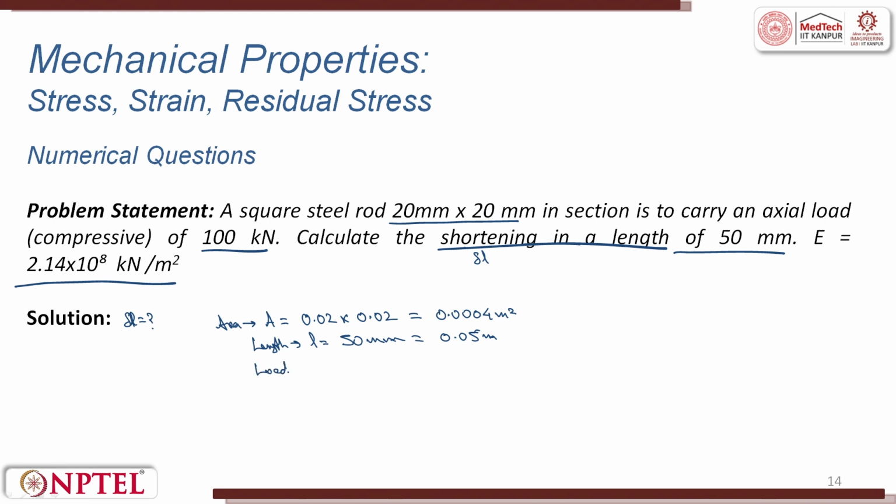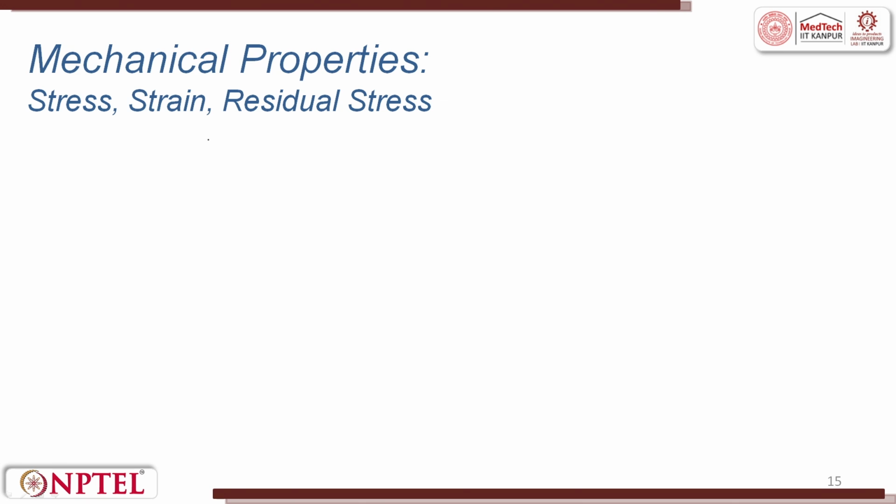The load given, I will denote it by P, is equal to 100 kilonewton. E is also given, that is Young's modulus, which is equal to 2.14 into 10 raised to power 8 kilonewton per meter square. Now, to find the shortening of the rod, delta L, which I need to determine, we need more space.